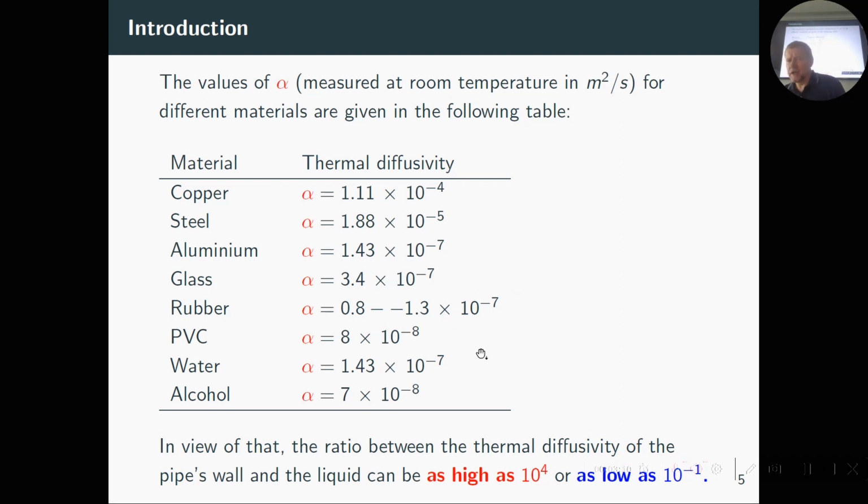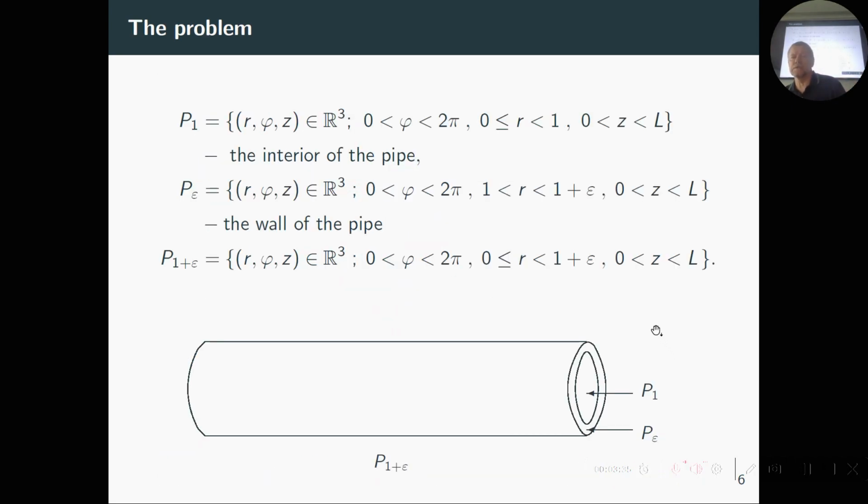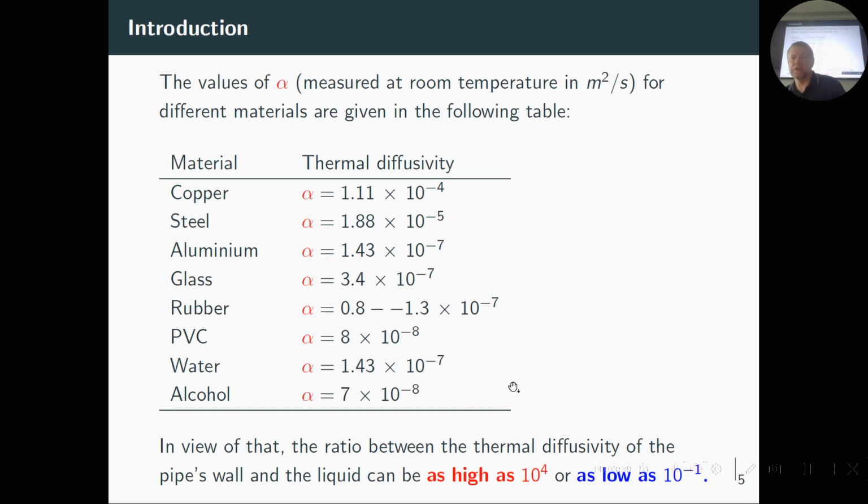because plastic conducts very poorly, and so does rubber. So the ratio between the thermal diffusivity of the pipe and the wall of the pipe can be huge, can be up to 10 to the power 4 or as low as 10 to the minus 1, depending on what kind of fluid you put in which kind of pipe. So to describe this ratio between the conductivities of the pipe wall and the fluid which is inside, we introduce a small parameter which is denoted by epsilon and which is the ratio between those two.